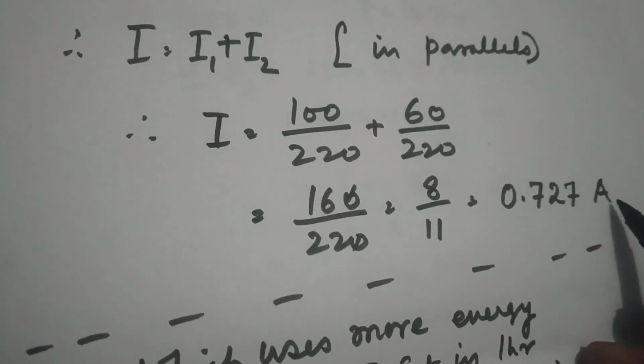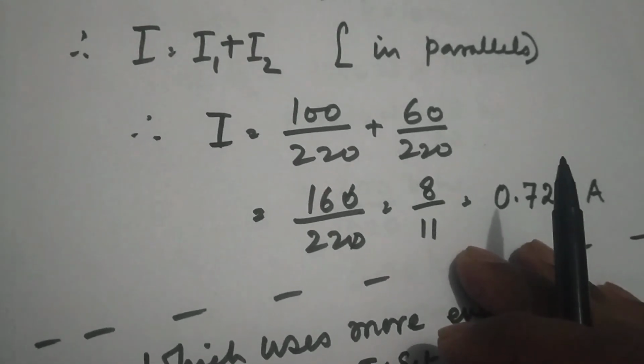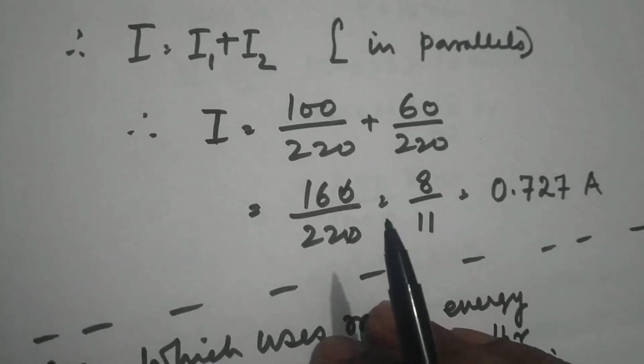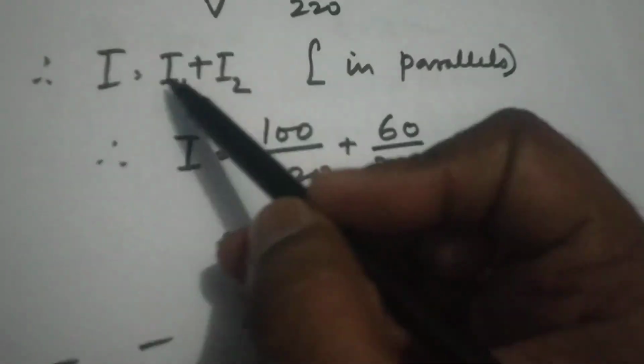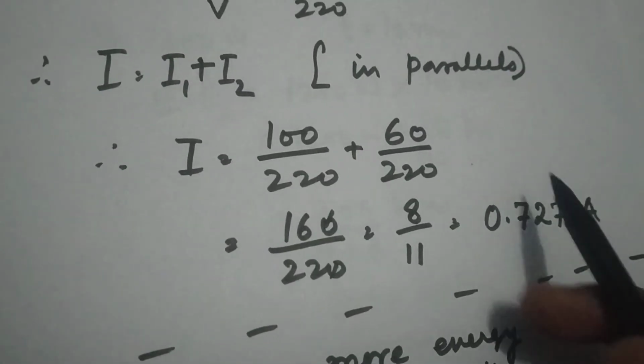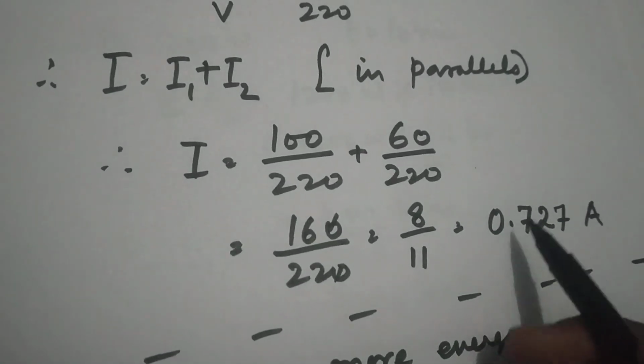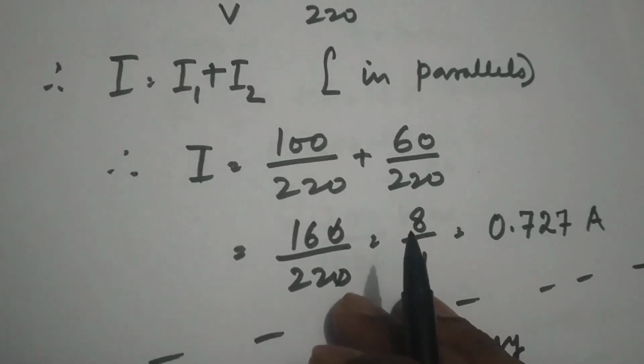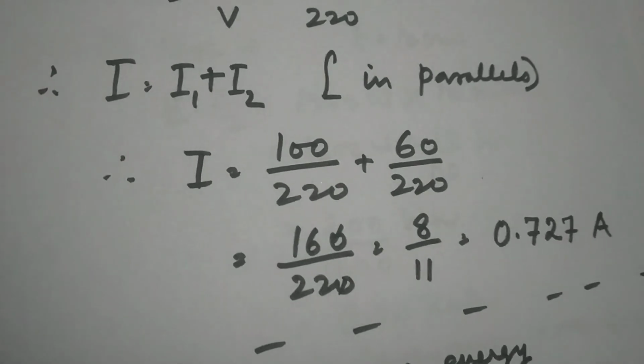It means in this question, two separate bulbs are given. We have to find their total current. To find the total current, we find the current in the first bulb and the current in the second bulb, and then add them, and the value comes to be 0.727. This is the easiest method that I have told to find the current.